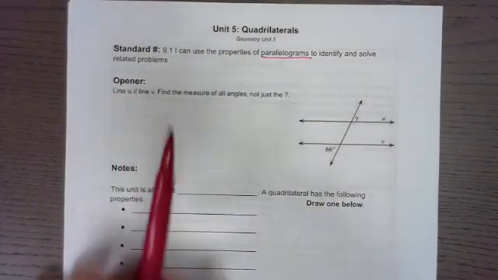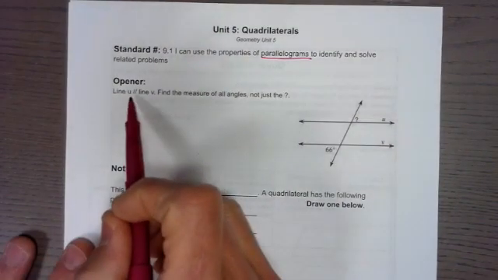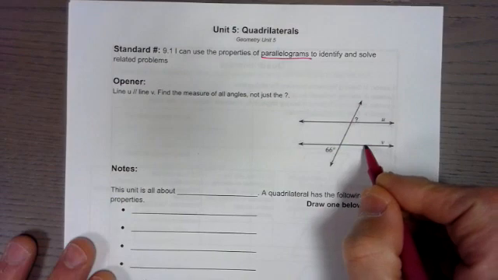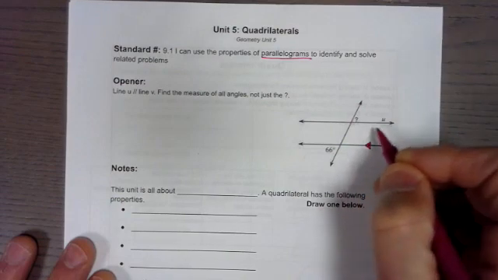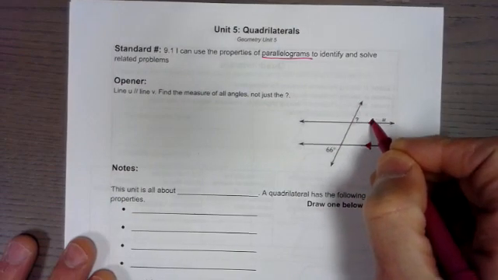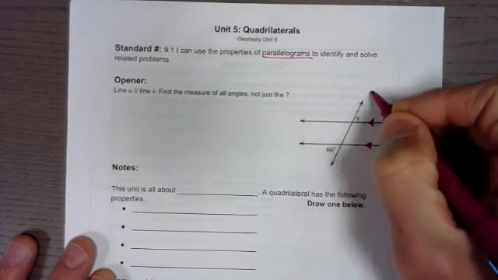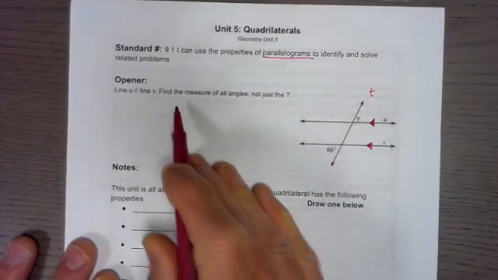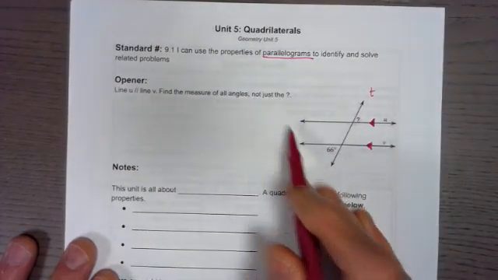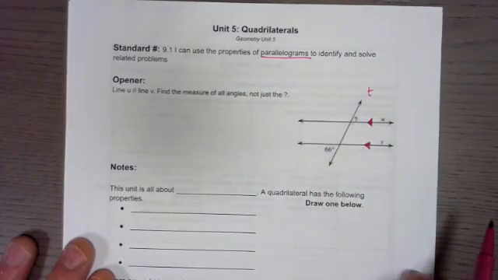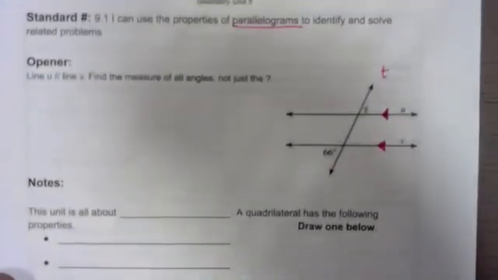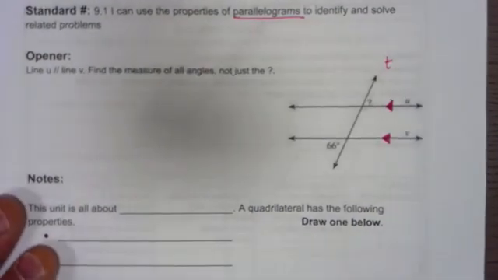Okay, so our opener for this one is line U is parallel to line V. So we know that these two lines here are parallel. And that tells us that our third line here is going to be our transversal. And you're asked to find all the measures of the angles, not just the question mark. So go ahead and pause that video and see if you can figure out all those angle measurements. Okay, go for it.